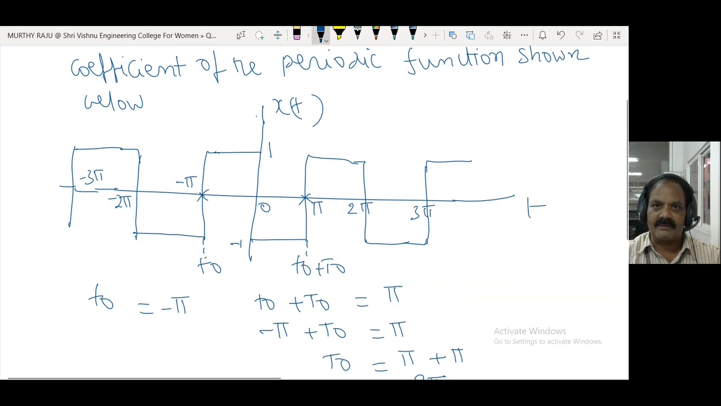Full cycle. This one is the starting point here. Again, starting point, the same waveform is repeated. From this point to this point, here small t0 is pi, small t0 plus T0 is 3 pi. Therefore, T0 is 3 pi minus pi, that is 2 pi. That is the time period of the waveform.